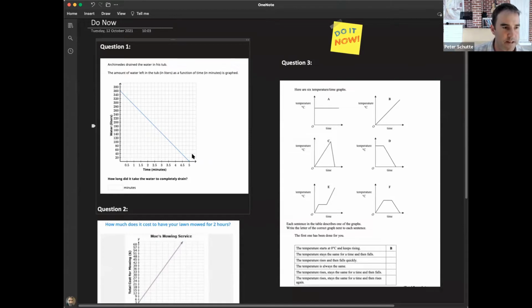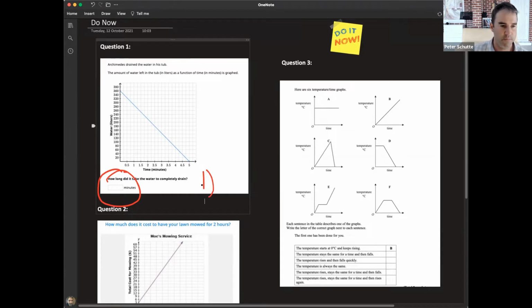So question number 1, it's about this guy called Archimedes. It's a graph describing basically water in a particular bathtub, and it's leaving the bathtub. And then at some point, after a certain number of minutes, basically the drain is completely empty. So once you've got the answer to that, just pop 1 and your answer in the chat.